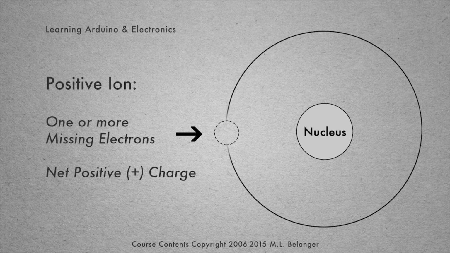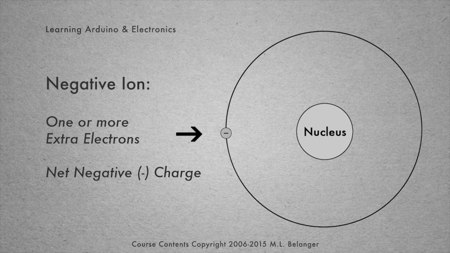for an atom to lose an electron, leaving it with 1 more positive proton in the nucleus than the negative electrons in orbit. The atom now has an overall positive charge and is called a positive ion. It's also possible for an atom to gain an extra electron, perhaps from a neighboring atom that has lost one, and become a negative ion. The negative electrons outnumber the positive protons, giving the atom an overall negative charge.